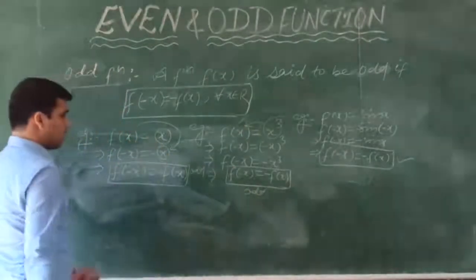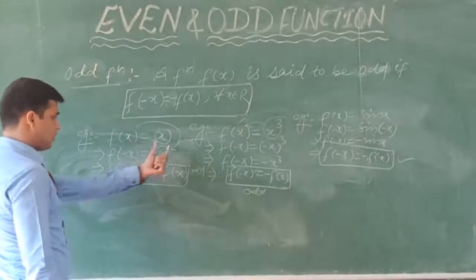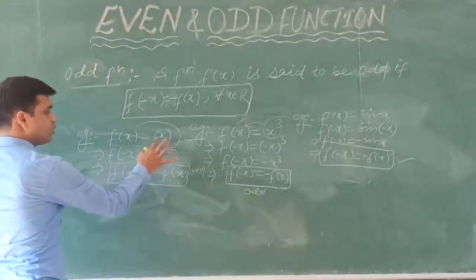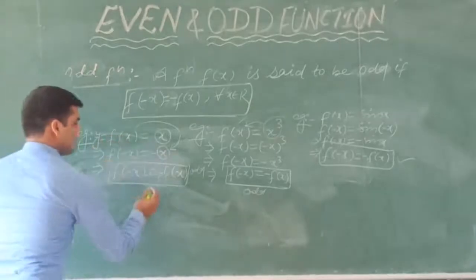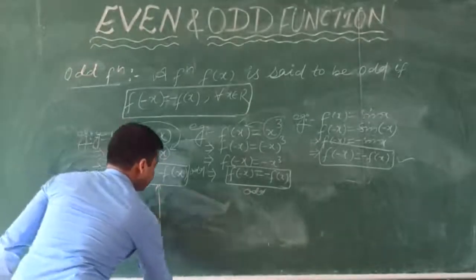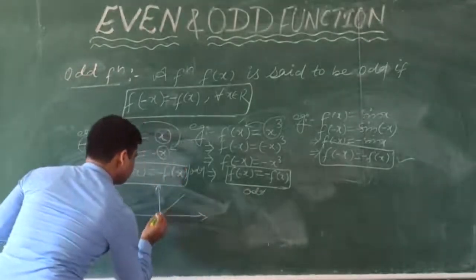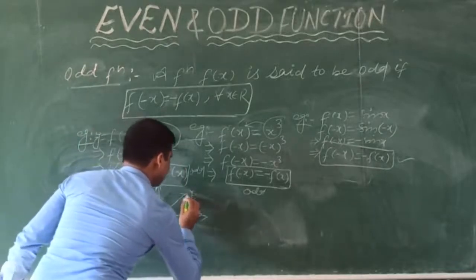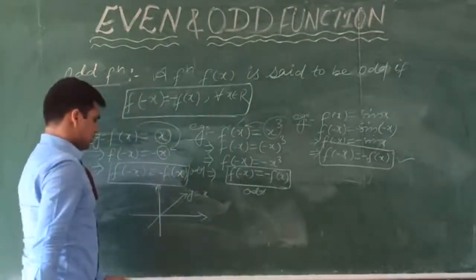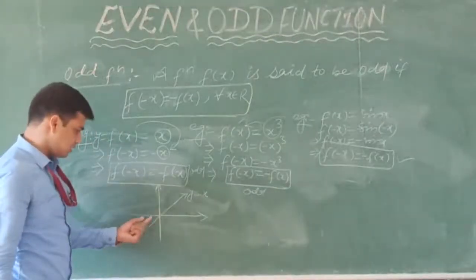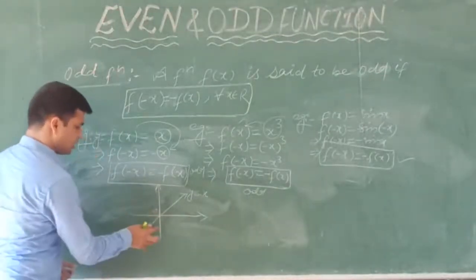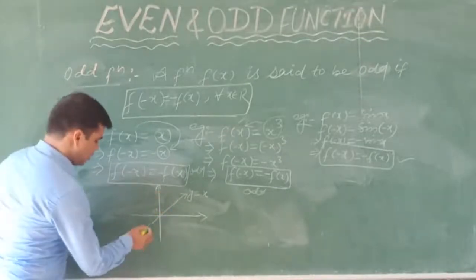So what is the graph of f of x? We can see the graph with the help of a graph. Here, y equals f of x equals x. So we know that it is a straight line passing through the origin, this one is y equals x. Okay, if you notice one thing here, this graph is symmetric about the origin. Suppose this one is the origin, so this graph is symmetric about the origin.